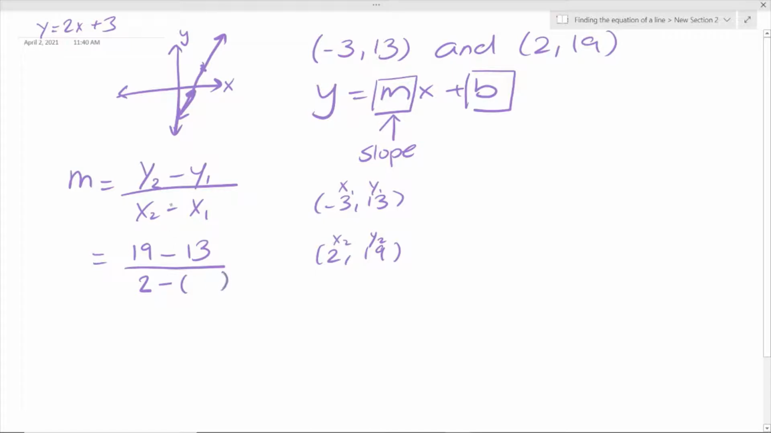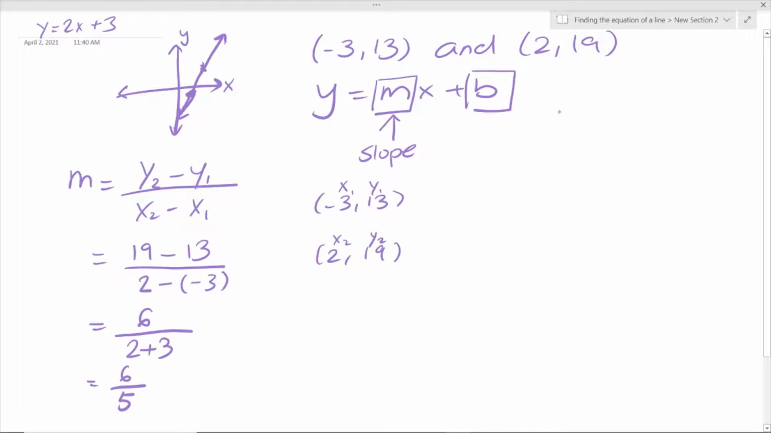So this negative comes from this equation, right? This negative comes from here, and then this negative here comes from -3, right? Just like that. And then 19 minus 13 gives us 6. 2 minus -3 is 2 plus 3, which is 5, so 6 over 5 in the end. So this is our slope.